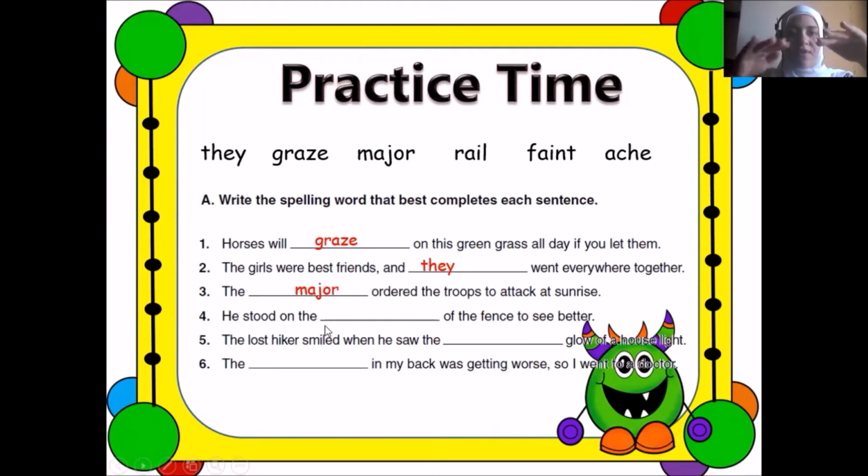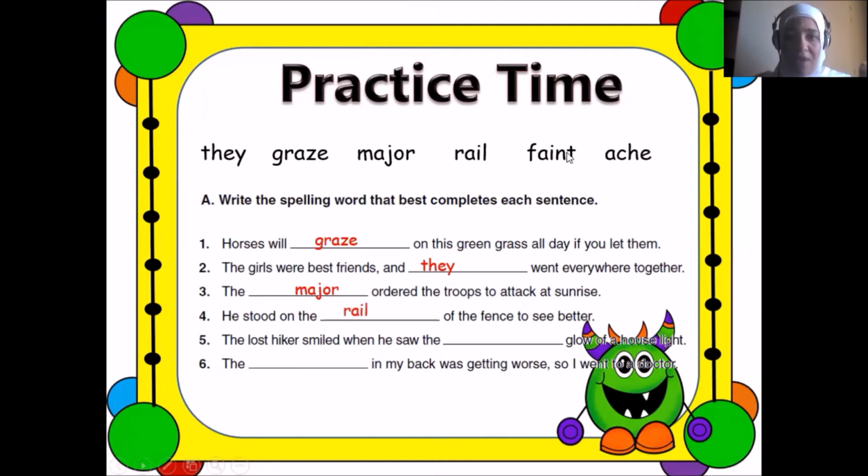On the edge of the fence, on the top of the fence. So he stood on the rail of the fence to see better. Five, the lost hiker smiled when he saw the glow of a house light. The glow, the light, might be what?